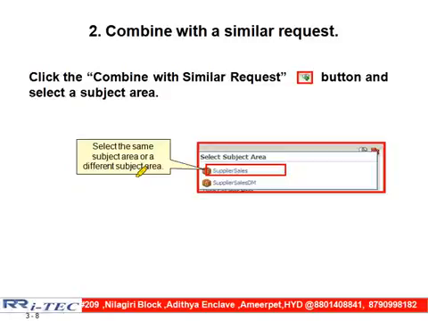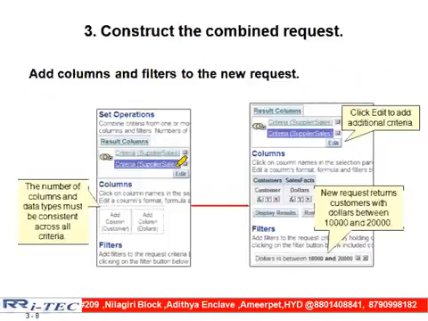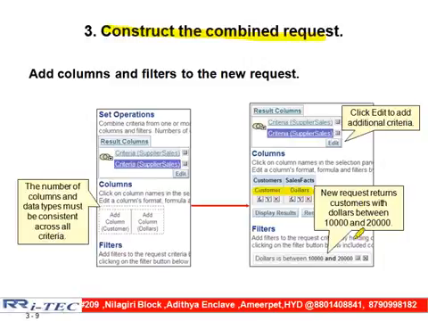Next, if I go to the next slide, you can observe here, combining with similar request. I am using this button to combine. Whenever you click on this button, it asks whether you want to develop from the same subject area or from a different subject area, which you can select from here. Next, construct the combined request. We add the same 2 columns here. It may be the same subject area or a different subject area.